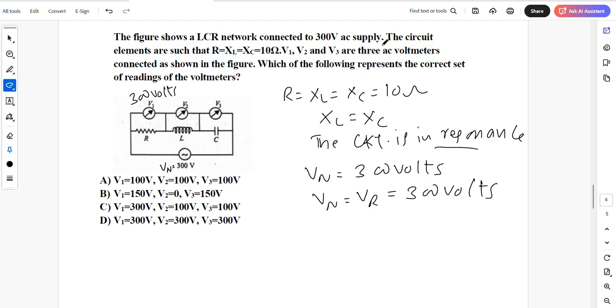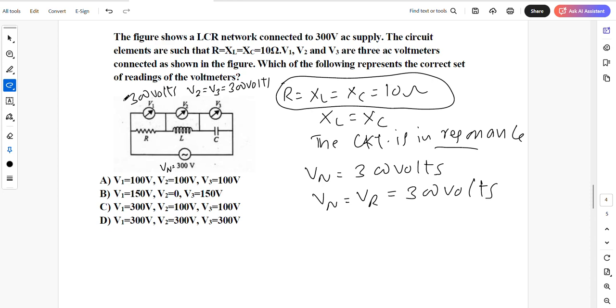The figure shows the circuit elements. Now here, since they have the same value, R is equal to XL is equal to XC, what will be the value of the voltage across the inductor and the voltage across the capacitor? That will also be the same. V2 will be equal to V3, which is equal to how much? That will again be equal to 300 volts only.